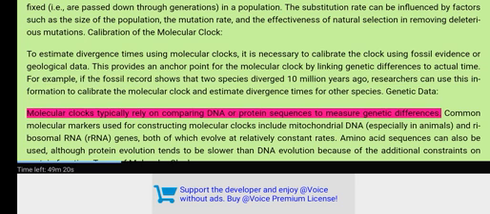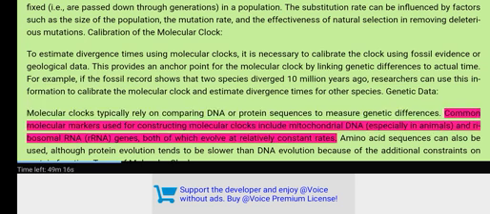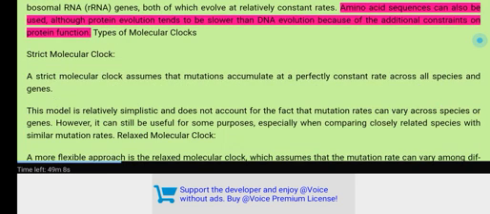Genetic data. Molecular clocks typically rely on comparing DNA or protein sequences to measure genetic differences. Common molecular markers used for constructing molecular clocks include mitochondrial DNA, especially in animals, and ribosomal RNA (rRNA) genes, both of which evolve at relatively constant rates. Amino acid sequences can also be used, although protein evolution tends to be slower than DNA evolution because of the additional constraints on protein function.